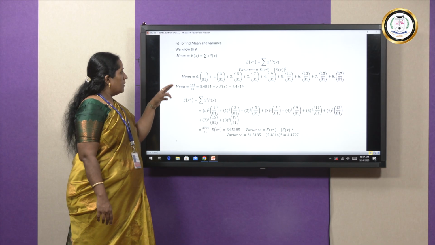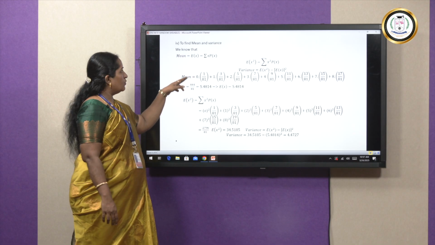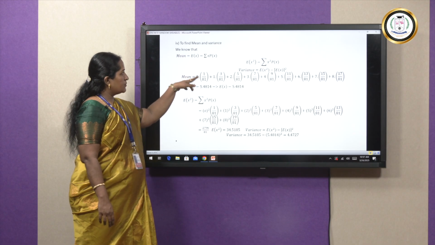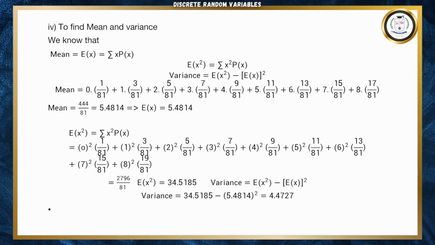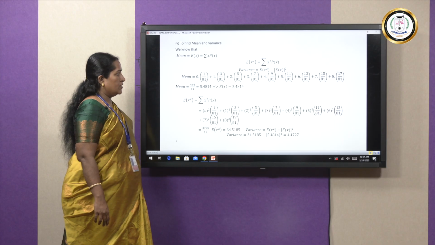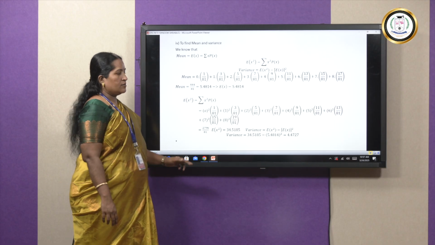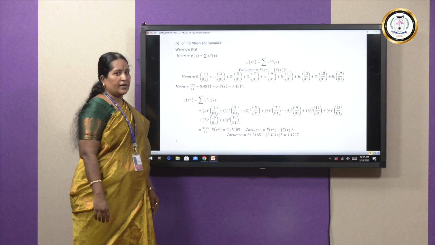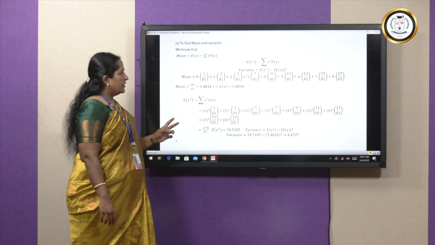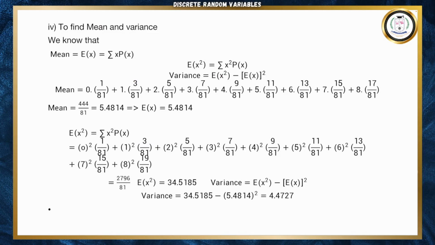Now let us find mean. Mean is equal to x into p of x. What is your x? X is equal to 0 and its probability p of 0. We can make use of the probability of 0 value here, multiply them, and plus next value would be 1 into p of 1, which is 3 by 81, plus 2 into 5 by 81, plus 3 into 7 by 81 and so on. Like this we can substitute all the random variables and its probabilities. After adding them, we will be getting 444 by 81. When we divide it, we get 5.4814. The expectation of x is 5.4814, which is nothing but mean.